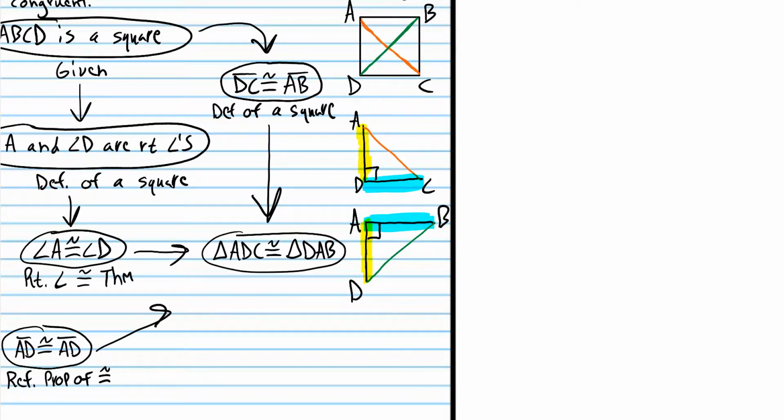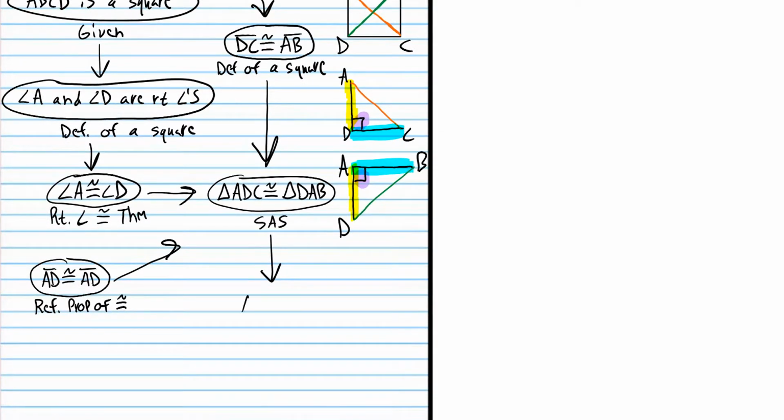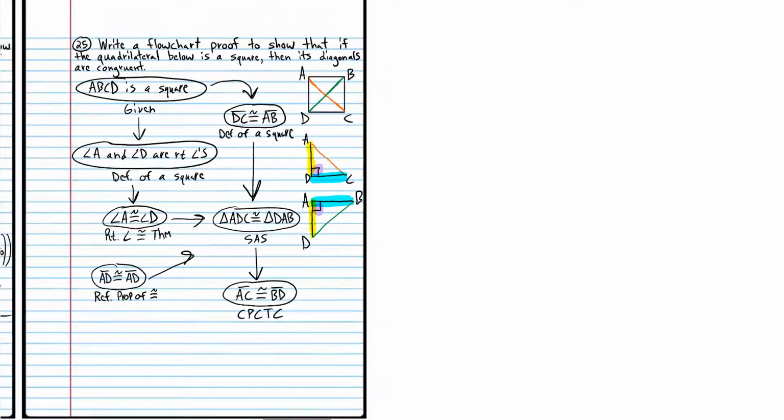And we know that because we have the yellow and the blue side in one triangle congruent to the yellow and the blue in the other triangle, and the purple angle in between them, those angles are also congruent. So we know that the triangles are congruent by the SAS triangle congruence postulate. So now that we know that the triangles are congruent, we can say that the orange side, AC, is congruent to the green side, BD, which is what we're trying to do. That's the whole point of the problem, by the fact that corresponding parts of congruent triangles are congruent. And that's it.